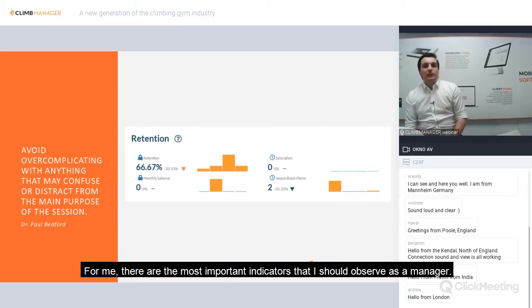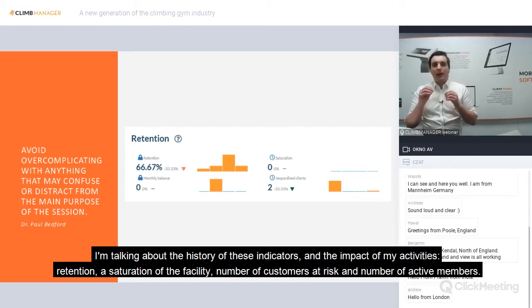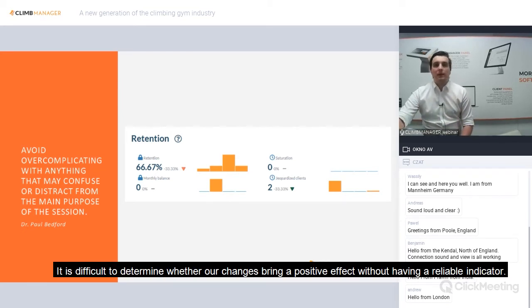For me, the most important indicators that I should observe as a manager, and I'm not talking only about the current value, I'm talking about the history of the indicators and the impact of my activities on these indicators. So these are for sure retention, saturation of the facility, number of customers at risk, and number of active members. It is difficult to determine whether the changes we bring to the facility have a positive effect without having a reliable KPI.